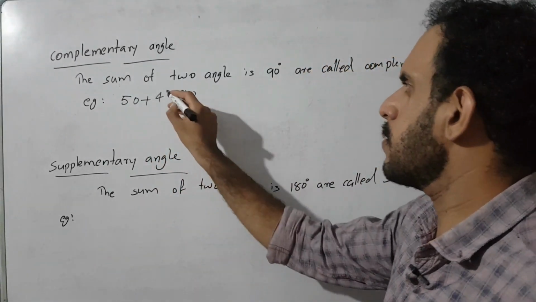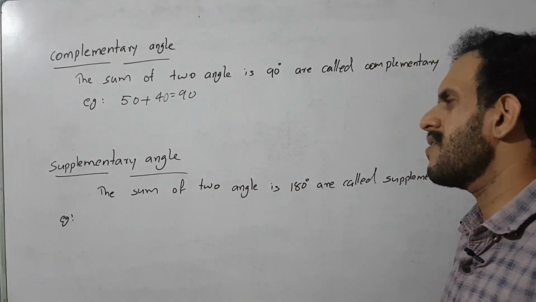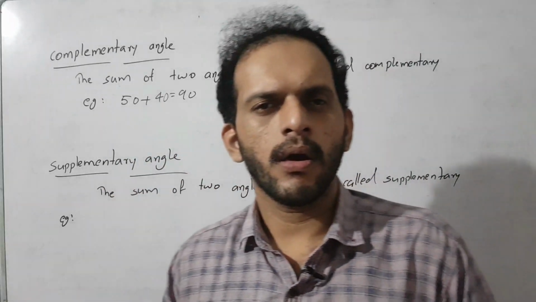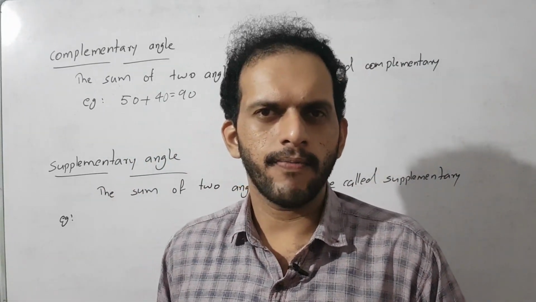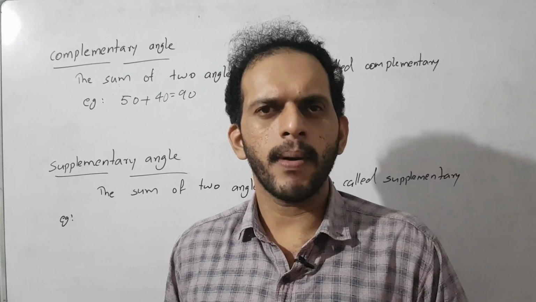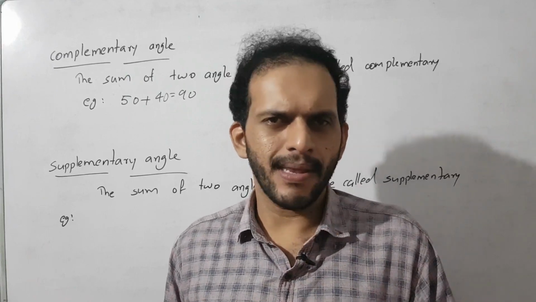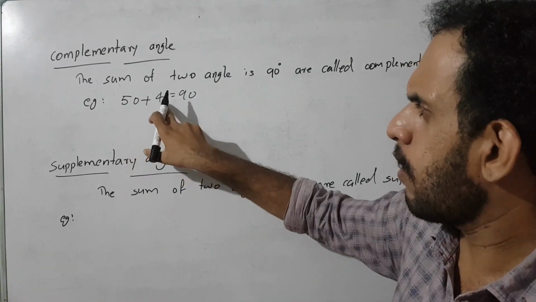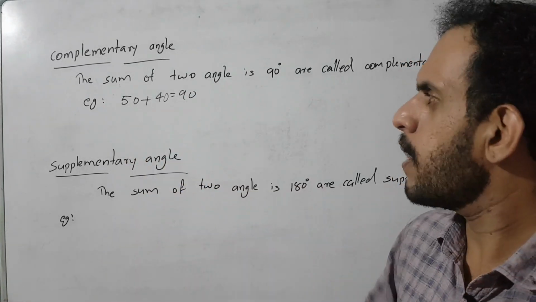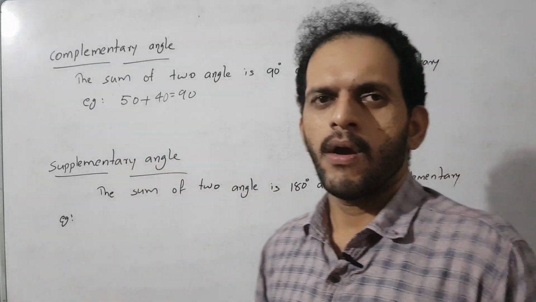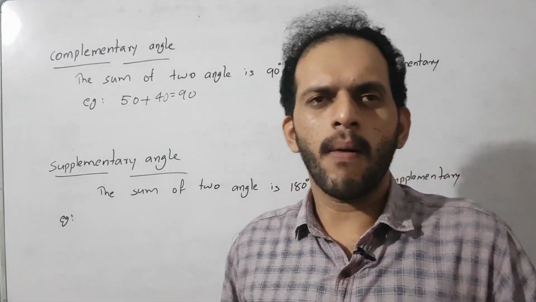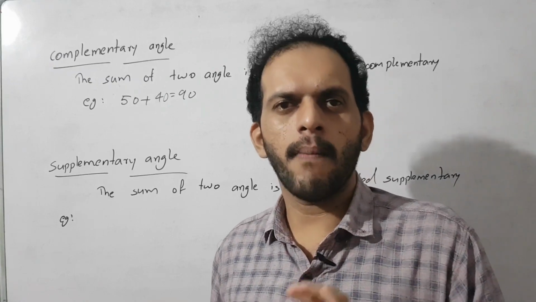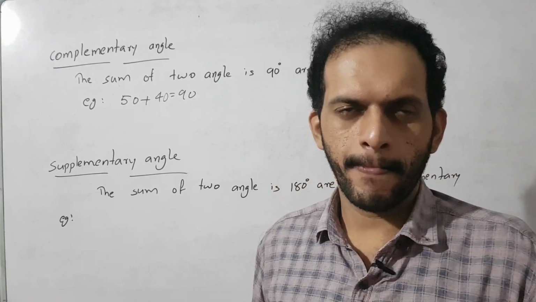For example, 50 plus 40 is equal to 90. So 50 and 40 are complementary angles. Then we say 40 is the complement of 50. What is the complement of 50? The complement of 50 is 40. What is the complement of 40? The complement of 40 is 50.